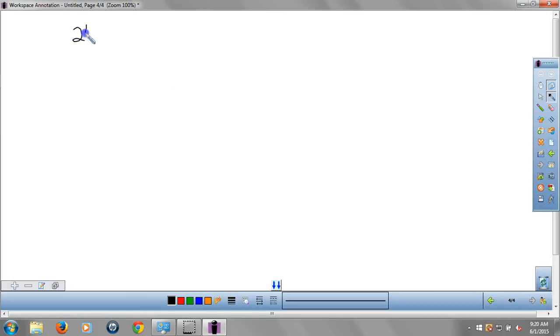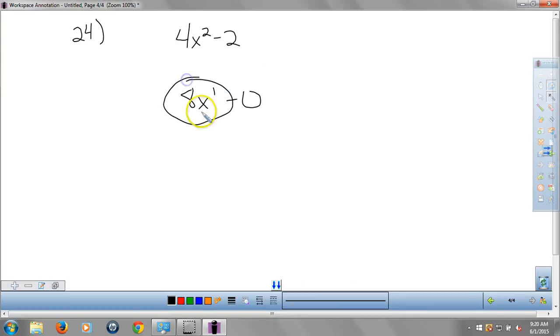Alright, 24, just find the derivative. So if we have 4x squared minus 2, 2 times 4 is 8. X, 2 minus 1 is 1. The derivative of negative 2 is 0. So that's your answer.